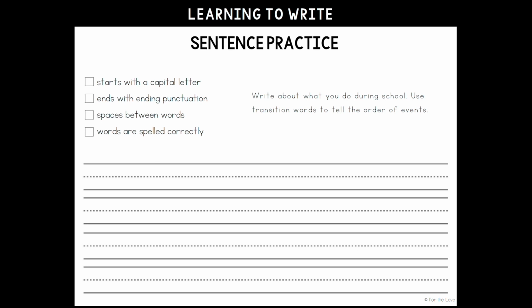Notice for the first time we do not have a word bank. Instead it says write about what you do during school. Use transition words to tell the order of events. Before having your students write these sentences, you may want to brainstorm and come up with a class list of activities that you do in school.